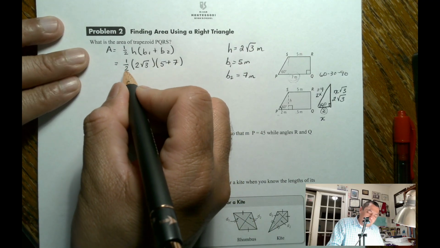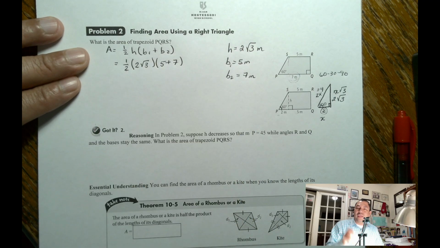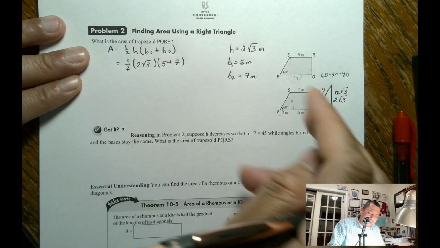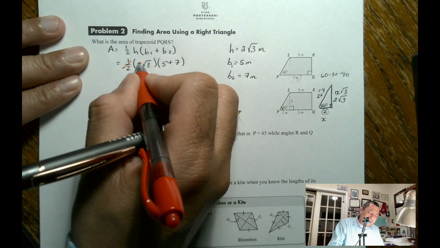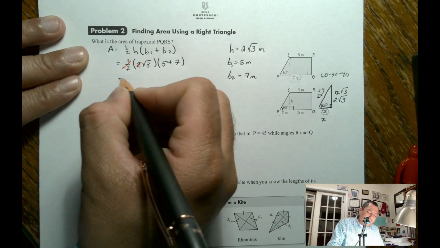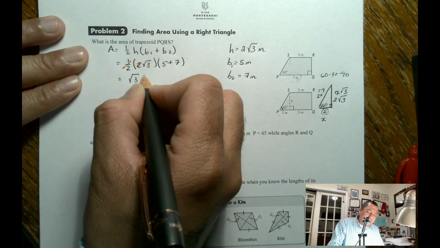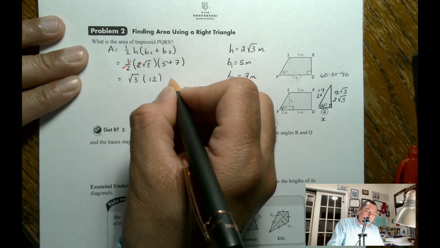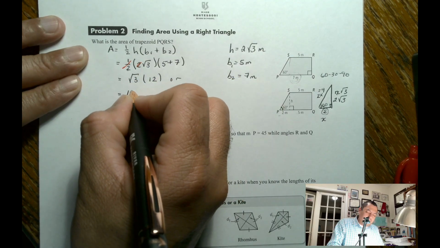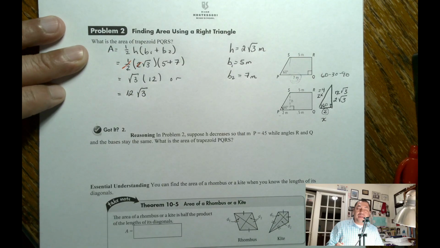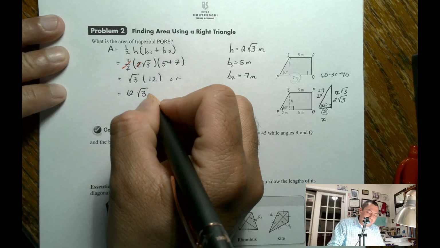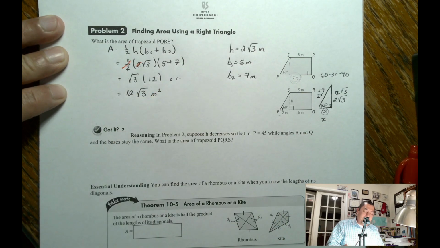And look at this one. 1/2 times 2 is 1. So these disappear. This 1/2 disappears with this 2. So I have square root of 3 times 12, or 12 square root of 3. And the units, remember, these are meters squared.